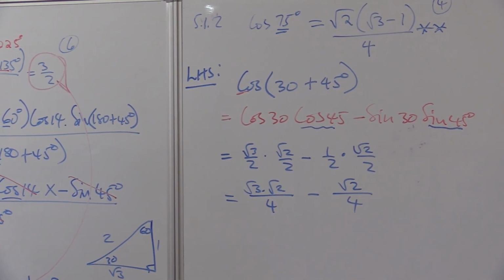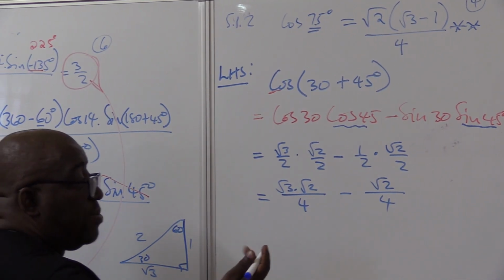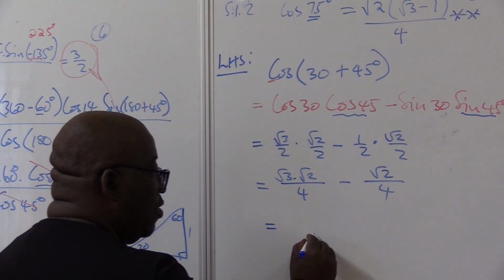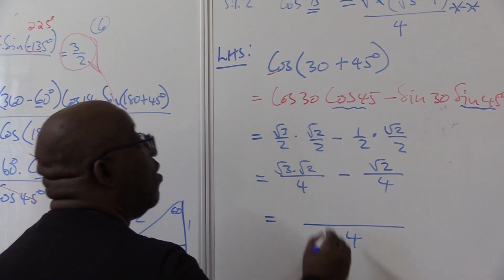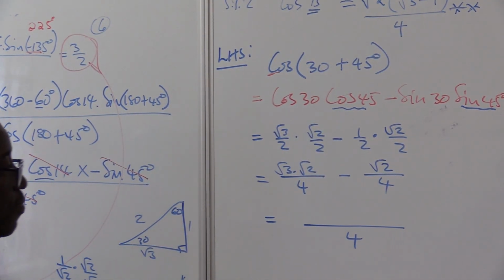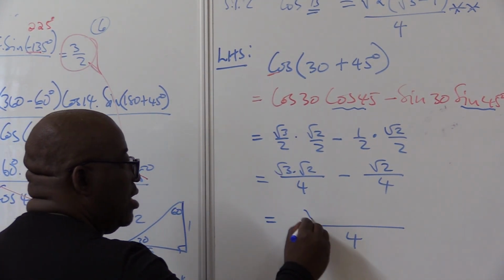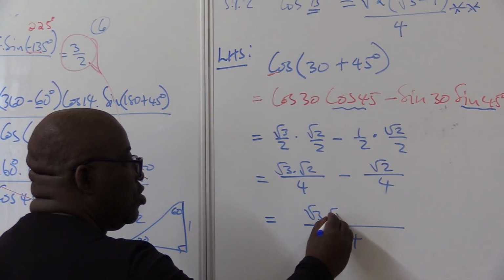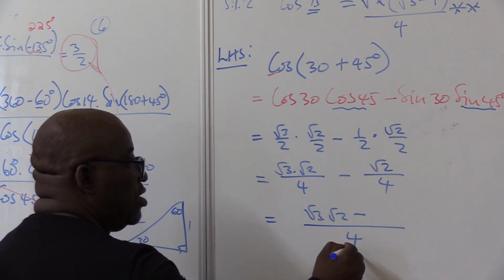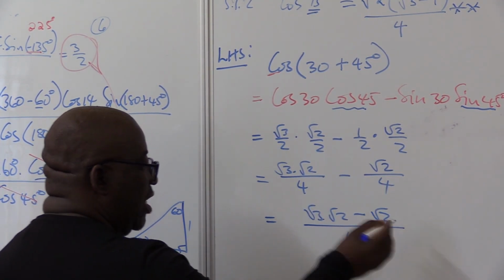Let's go back to grade 8. Adding and subtraction of fractions. What do you do? You find the LCD. In this case, it is 4. There comes that 4. 4 into 4 goes once, times that, it is root 3 times root 2, minus 4 into this goes once, times that, it is root 2. That's what we have.